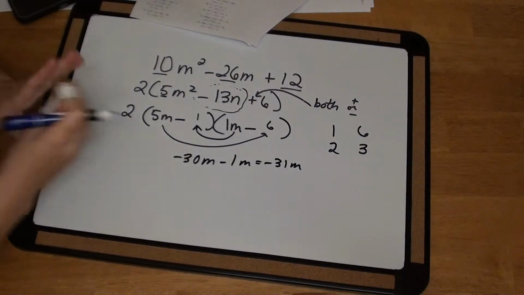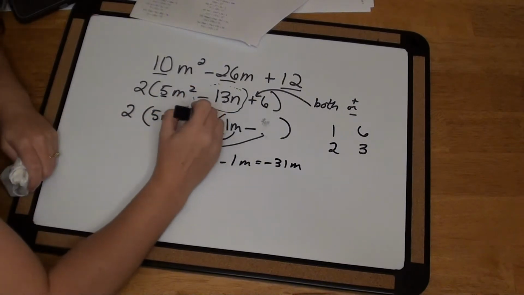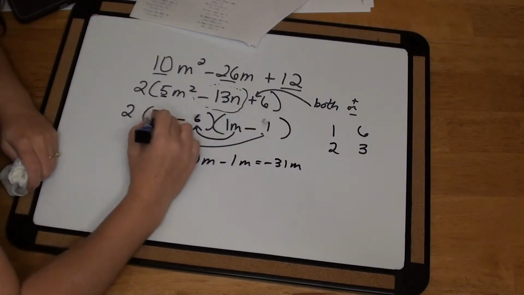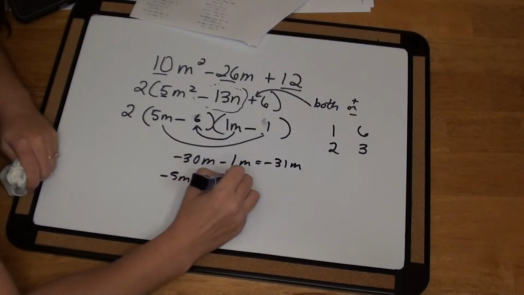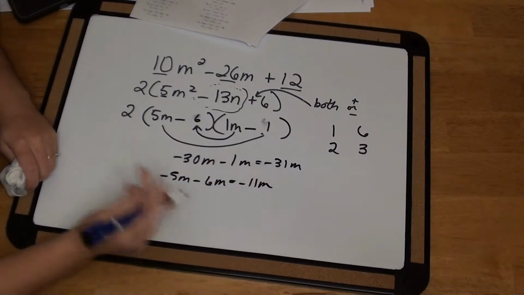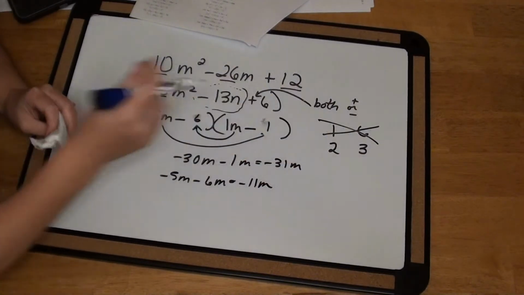So then we would check if we were to flip them, what would happen. So let's imagine I put the 6 here and the 1 here. That would give me a negative 5m and a negative 6m. That would give me negative 11m. That does not match 13. That can't be right. So I know that this is not possible.